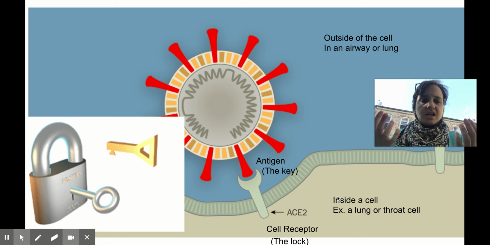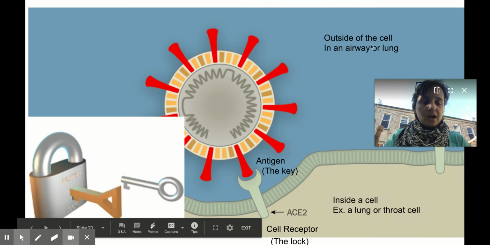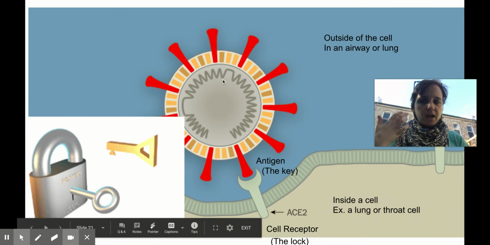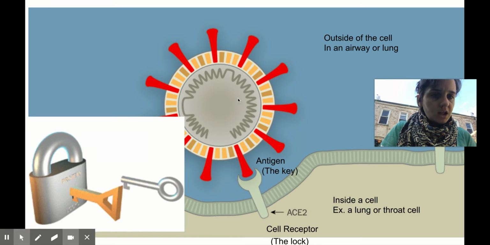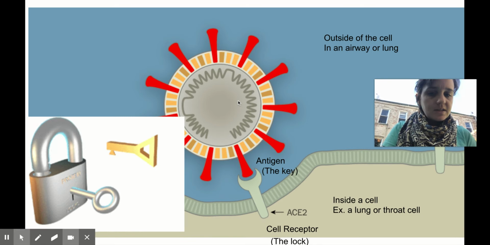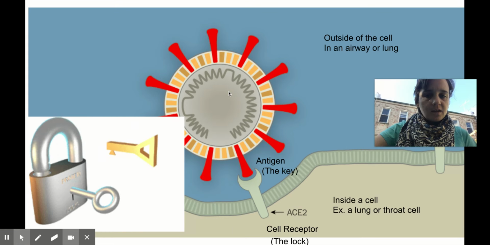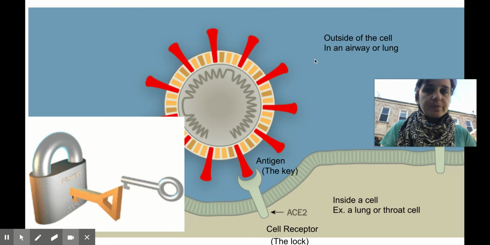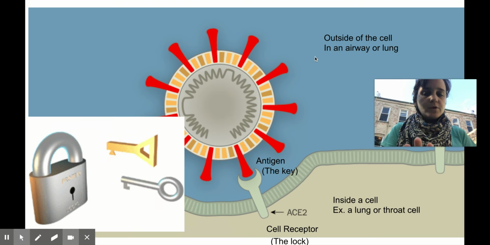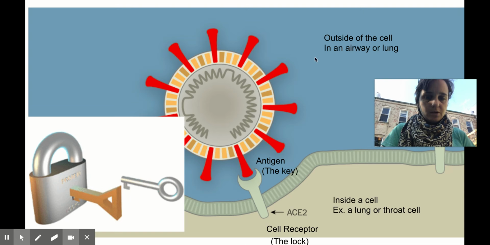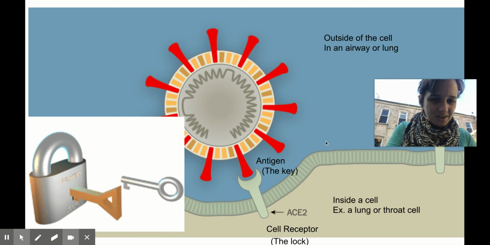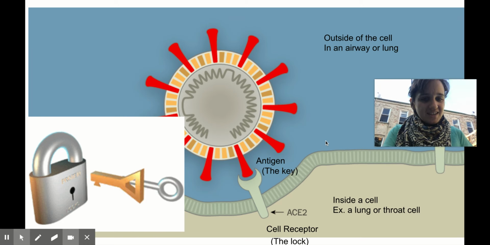So as long as my virus is out here in my airway, then it's not doing me any damage. If it actually gets inside of a cell, if it can open up the lock from a receptor, then that's when it's going to start doing damage. So pause here if you weren't sure about the function of a cell receptor or an antigen. Go ahead and revise that.